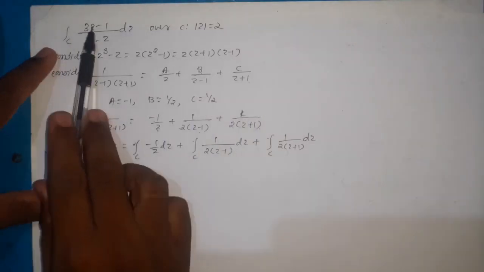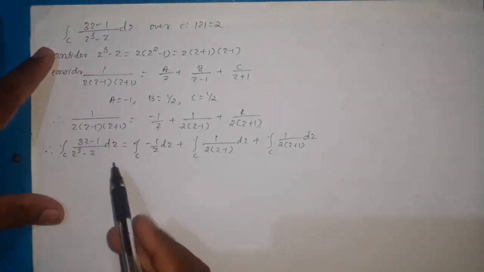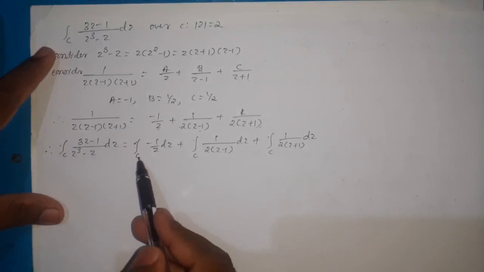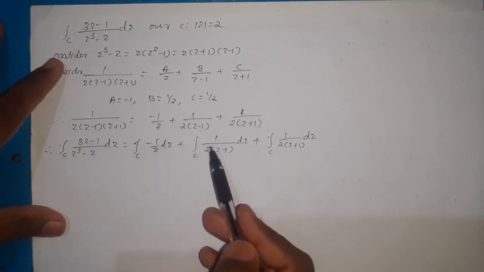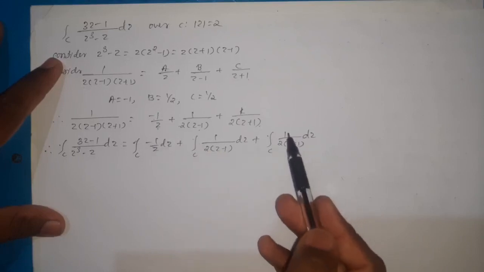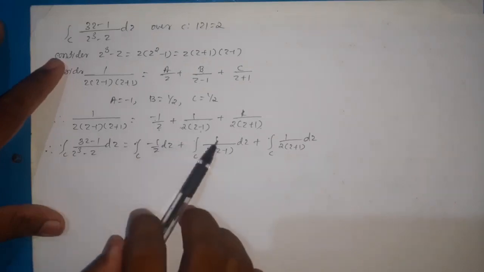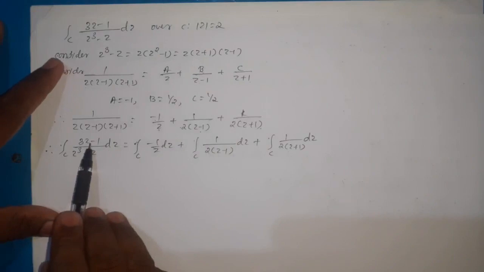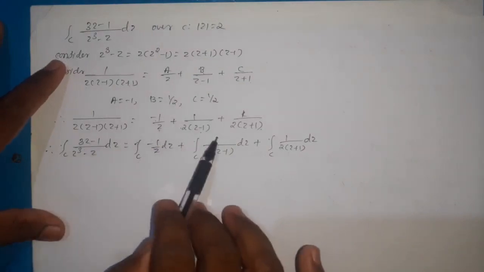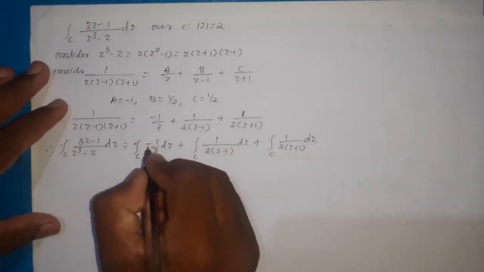Integration over C (3z minus 1) divided by (z cube minus z) dz, that is the given integral. That can be written as integration over C minus 1 by z dz plus integration over C 1 by 2 into (z minus 1), plus 1 by 2 into (z plus 1) dz. Here in the numerator we have considered 1, but since the function is 3z minus 1, the numerator of each integral should be equal to 3z minus 1, which is f of z. So let us rearrange that.